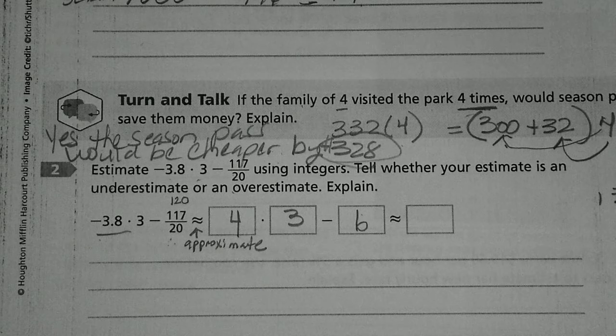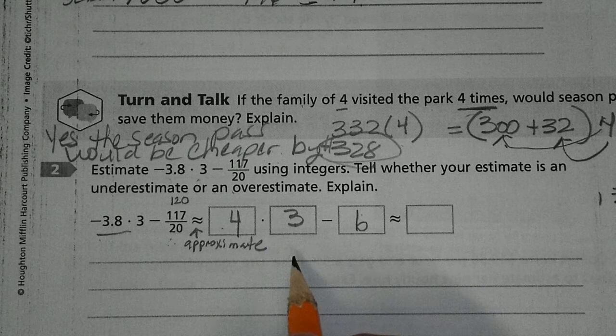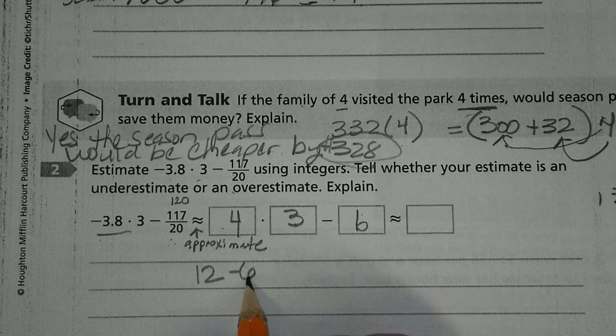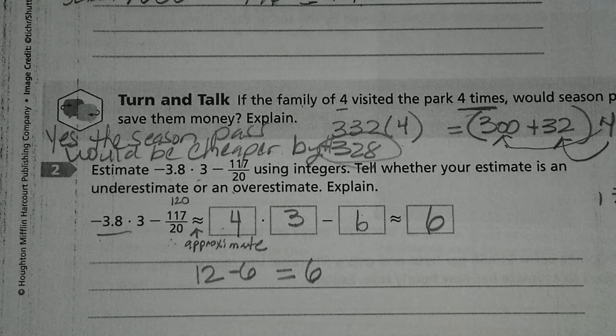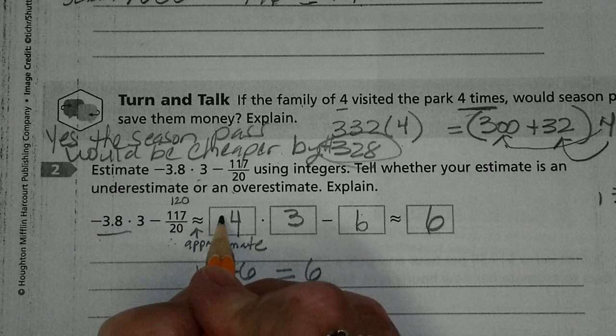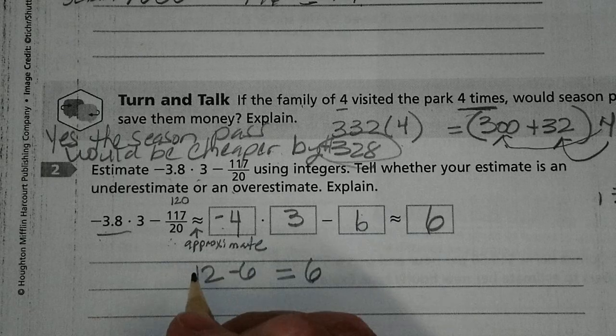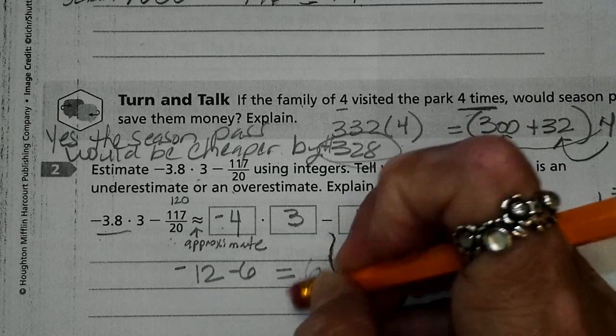Okay? All right, so now it's easy to multiply. So 4 times 3? 12. Minus 6? 6. So my approximate answer is 6. Now, it says tell whether your estimate is an under or an over. So let's think about it. First of all, let's go back because I didn't pay attention to my signs, right? So this should be -4. So this would have given me -12. So let's go back and redo my answer because my answer is not right.